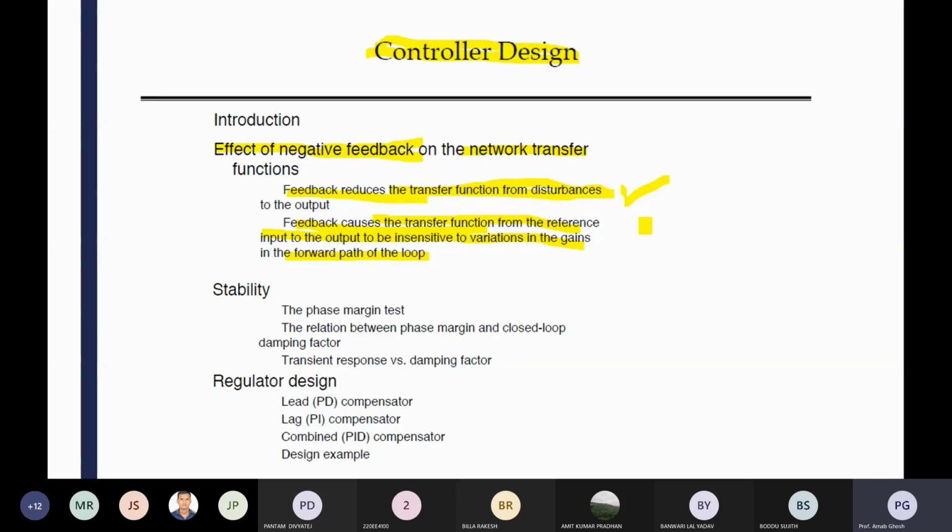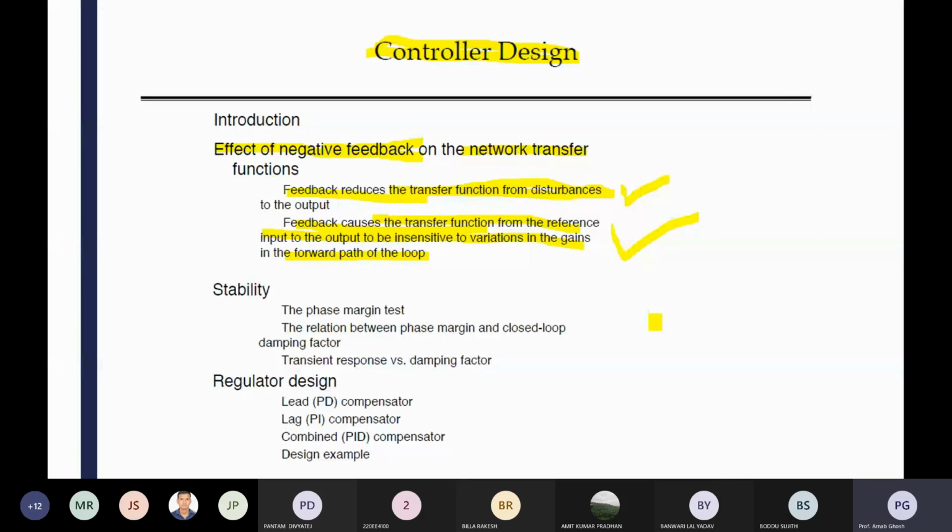So the first one is disturbance: if you give any disturbance to your input and output, the disturbance will be mitigated, and it will maintain regulation. The second thing is reference tracking, which is quite good with negative feedback. With positive feedback you are not able to directly control the effects on stability. That's why we are giving much more focus to negative feedback.